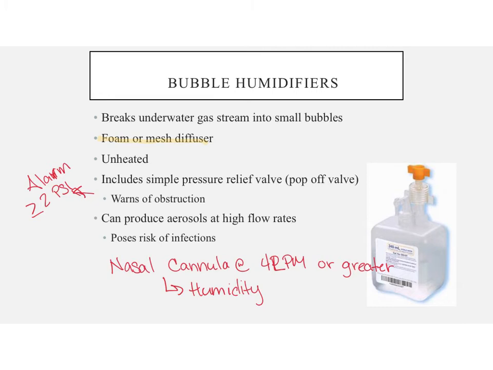What type of patient would a bubbler work best for? So this would work best for patients who are requiring delivery of a medical gas to the nose via nasal cannula at 4 liters per minute or greater.